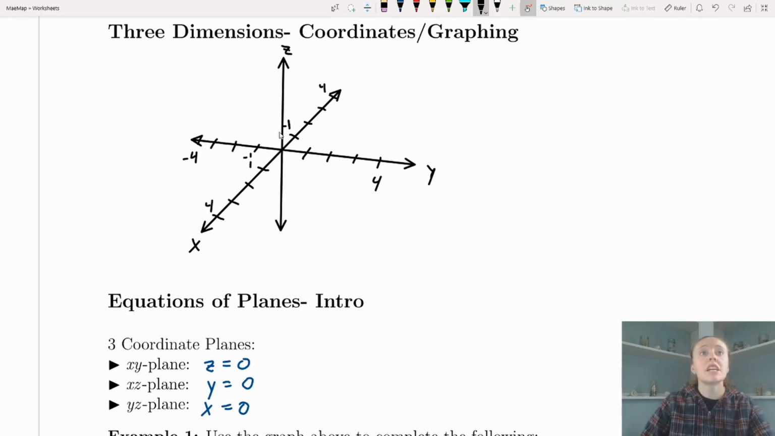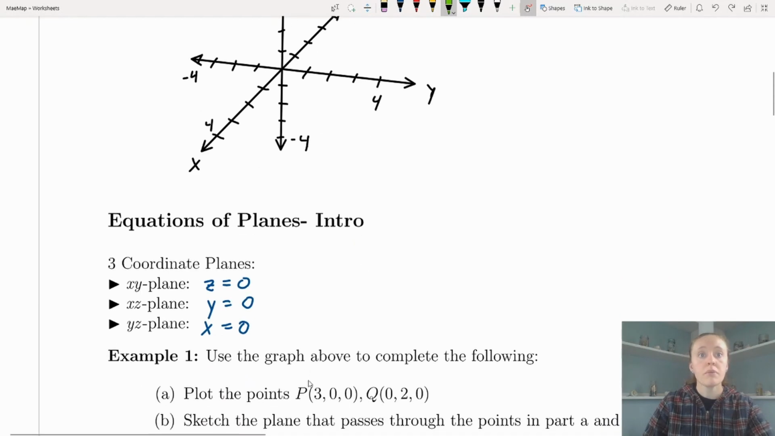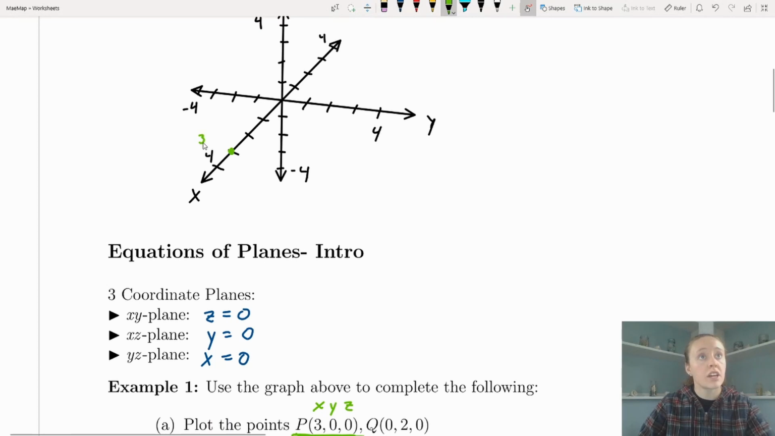And then lastly, we'll do Z, so that'll be 1, 2, 3, 4, and 1, 2, 3, negative 4. So with this, hopefully you can get a feel for how we're going to plot these points. So I'll make point P in green, and we have it at 3, 0, 0, X, Y, Z. So that's 3 in the X, so 1, 2, 3, 0 in the Y, so we're not moving right to left, and we're not moving up and down. So that's going to be this point here, 3, 0, 0, which is point P.